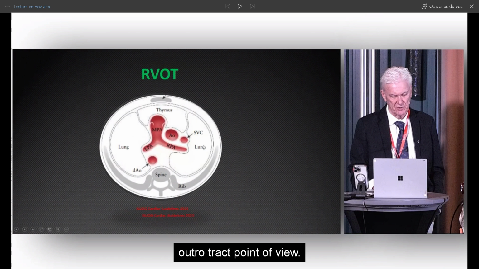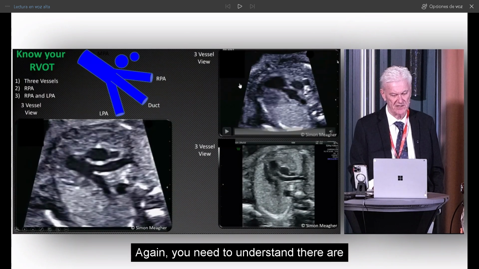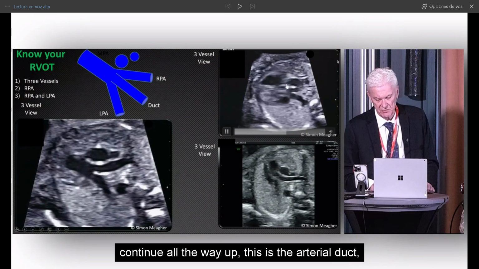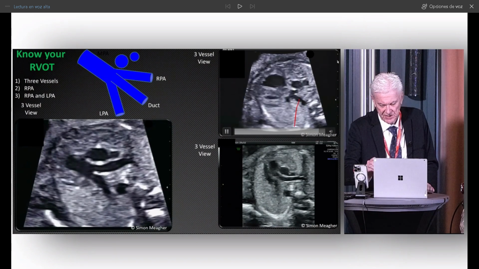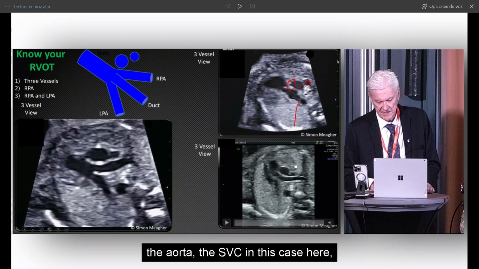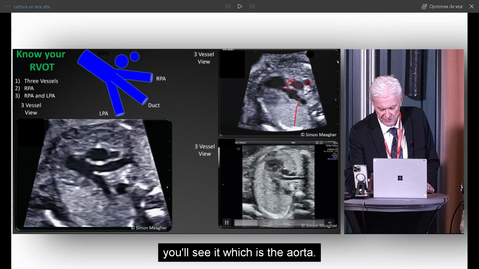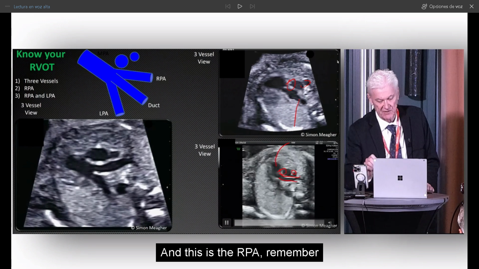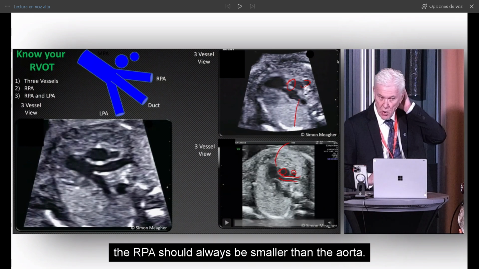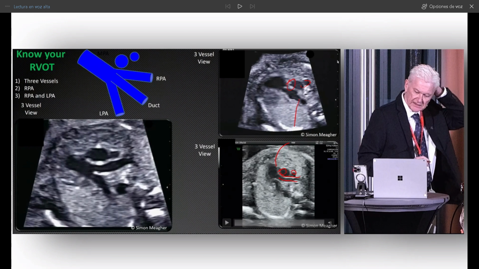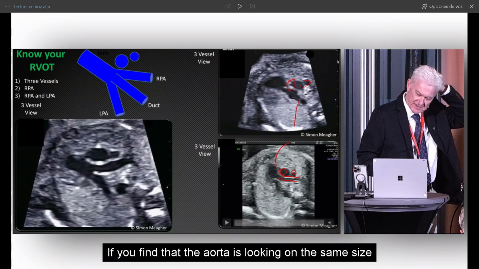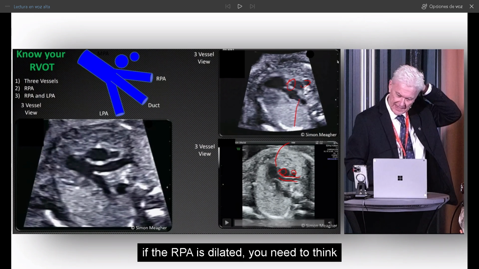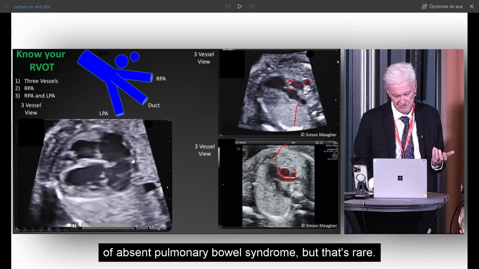From a right ventricular outflow tract point of view, again, you need to understand there are 3 components to it. If you sweep from the right ventricle here, continue all the way up, this is the arterial duct, the aorta, the SVC. In this case here, which is a more common way you'll see it, it is the aorta, SVC, the right ventricular wall, pulmonary valve, and this is the RPA. Remember, the RPA should always be smaller than the aorta. If you find that the aorta is around the same size or smaller, you need to think of coarc. And then the reverse side of that equation, if the RPA is dilated, you need to think of absent pulmonary valve syndrome, but that's rare.